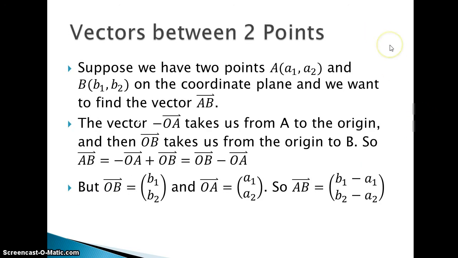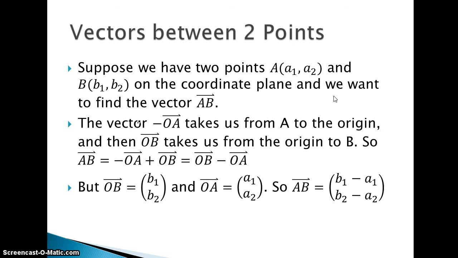All right, moving on to the next part. Now we're going to talk about vectors between 2 points on the coordinate plane. So let's suppose we have 2 points, A and B, on the coordinate plane, and A has coordinates A1, A2, and B has coordinates B1, B2. We want to find the vector from A to B. Well, we're going to see this in a picture on the next page, so if this is a little confusing right now, when you see the picture, it'll be a little bit clearer.